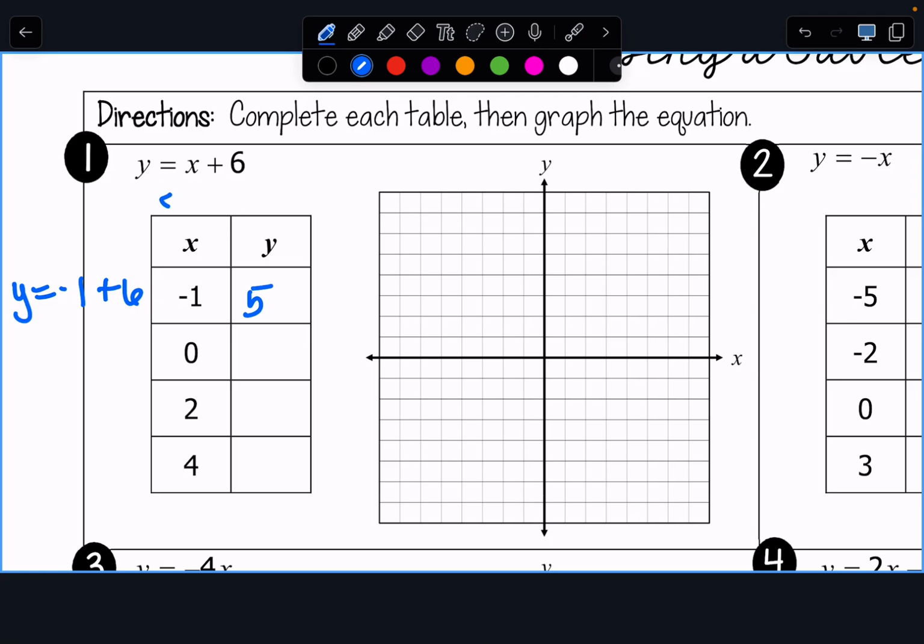Remember, x means we're going left or right. Y means we're moving up or down. Okay, so I'm going to go left 1 and up 5 to plot that coordinate.